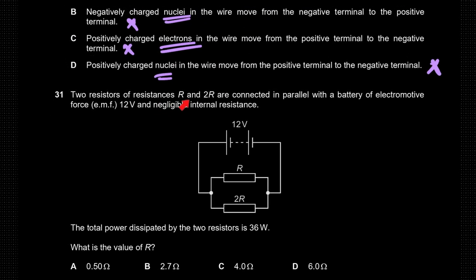Two resistors of resistances R and 2R are connected in parallel with a battery of EMF 12 volts, negligible internal resistance. Total power dissipated by the two resistors is 36 watts. What is the value of R?